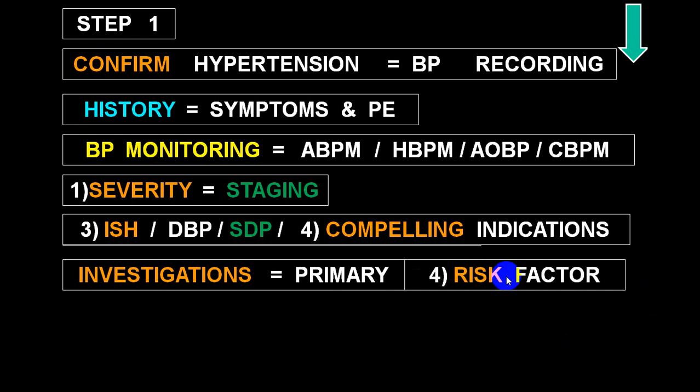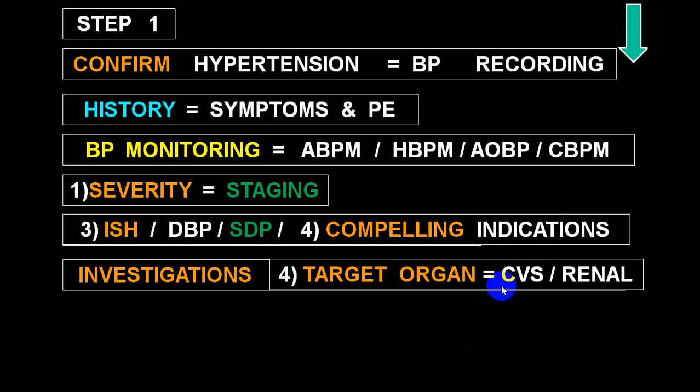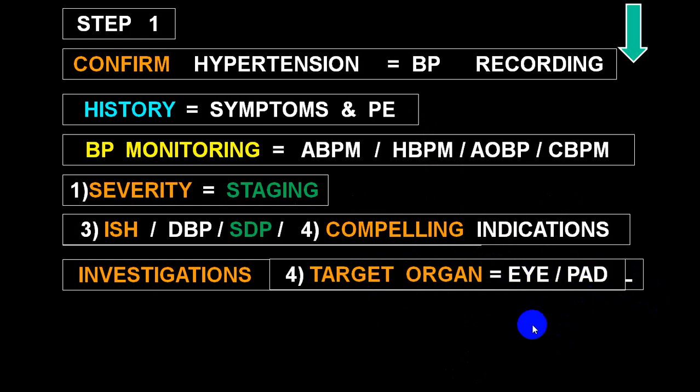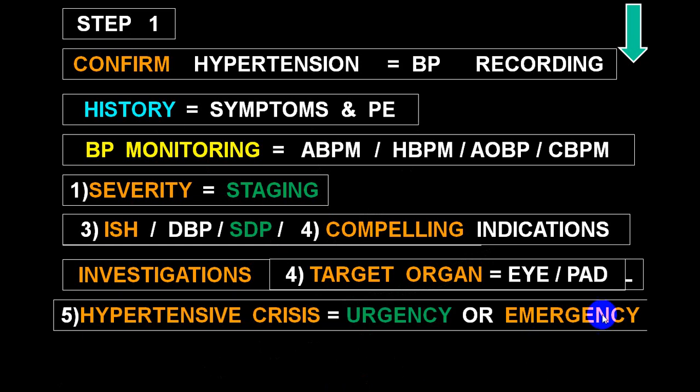Also do the investigation to find out the risk factors. Do the investigation to find out the target organ damage like cardiovascular system, renal, eye, peripheral arterial disease, brain, etc. Also, in case of clinical symptoms, and if you have suspicion of a hypertensive crisis, try to identify whether it is urgency or emergency. Because in emergency and urgency, you need treatment immediately. You have to start the treatment immediately. And in case of emergency, you require IV therapy. And sometimes also in a case of urgency, you might need an injectable.